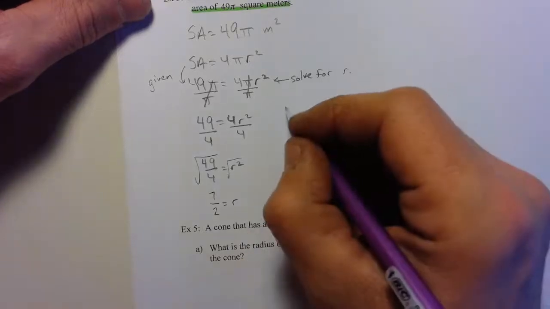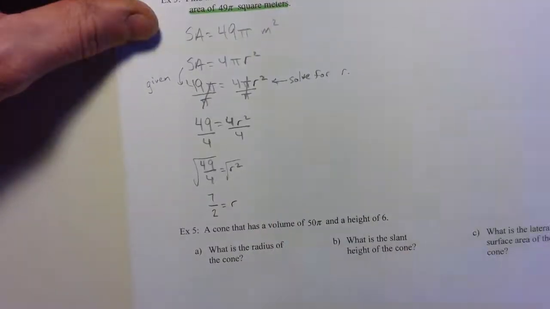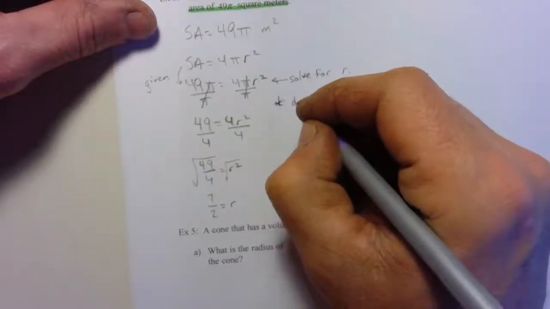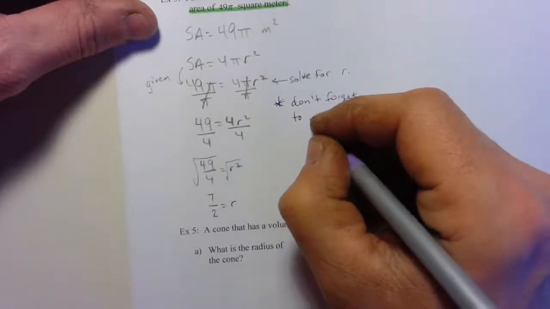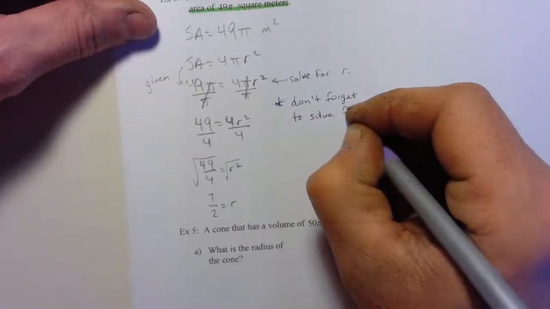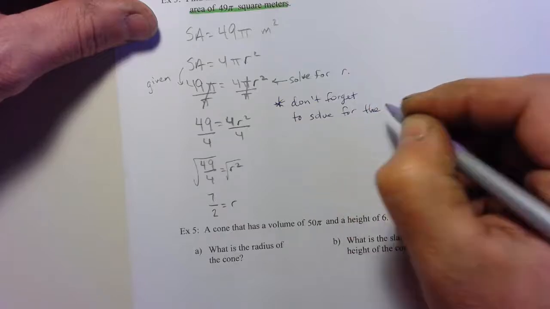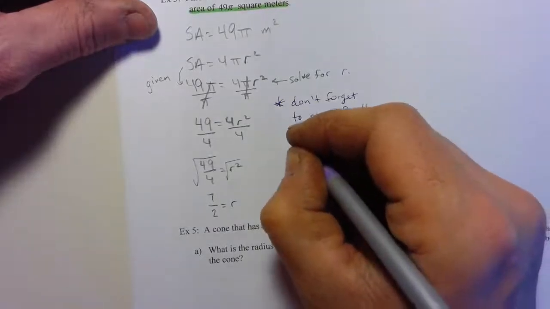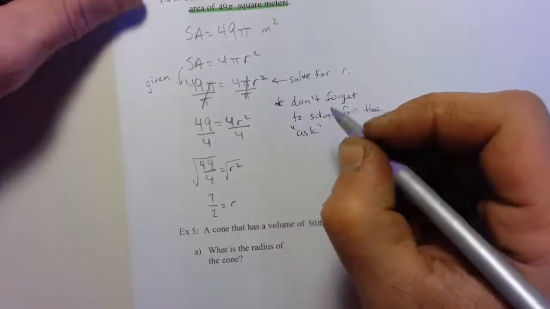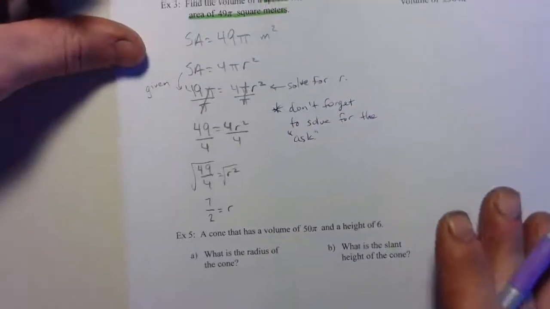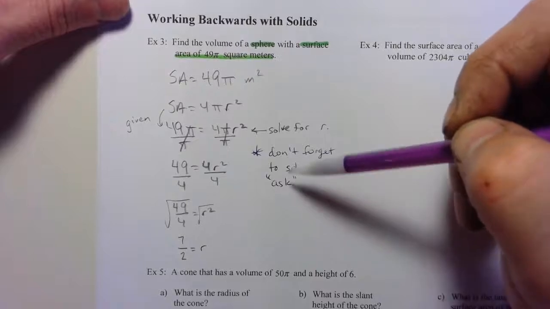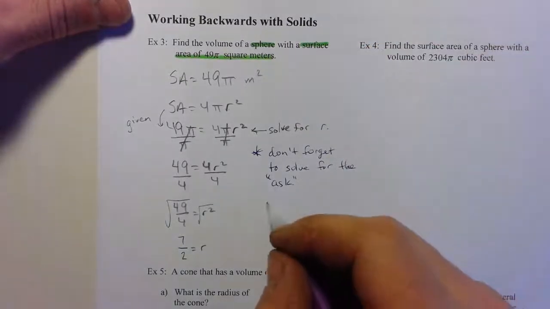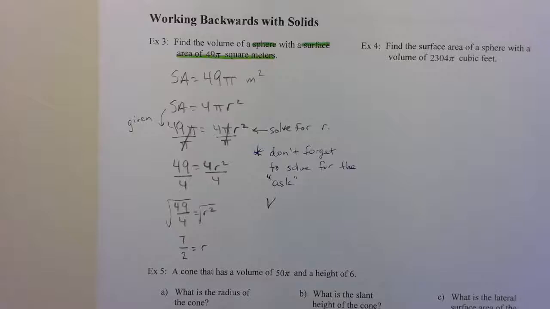When we're done, I'm going to put a little star next to this, in a different color: don't forget to solve for the ask. When I say the ask, I mean what the problem asks you for. Yes, we have a radius, but sometimes people think, I've got an answer, I'm done. That's not what it's asked for. It asks for the volume, so I have to make sure I find the volume.